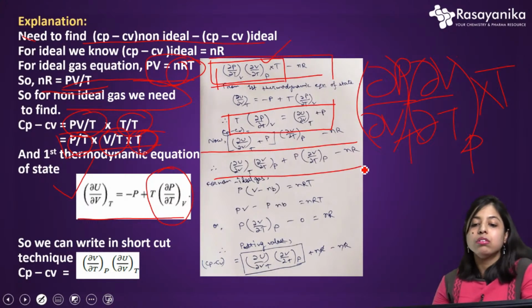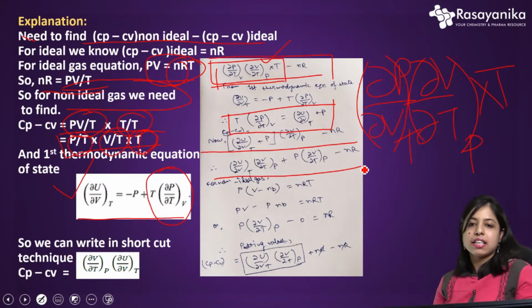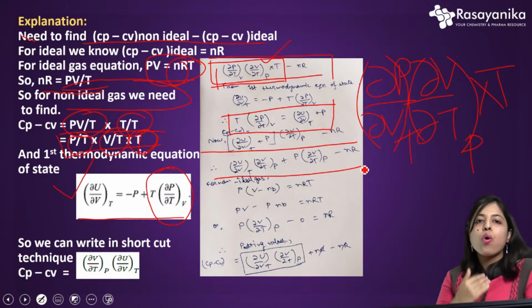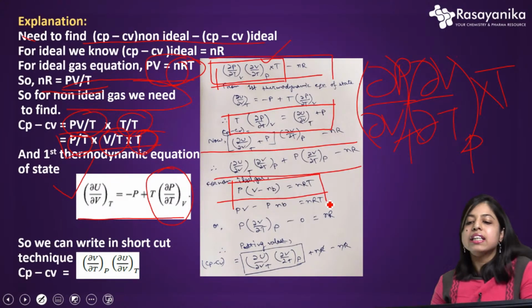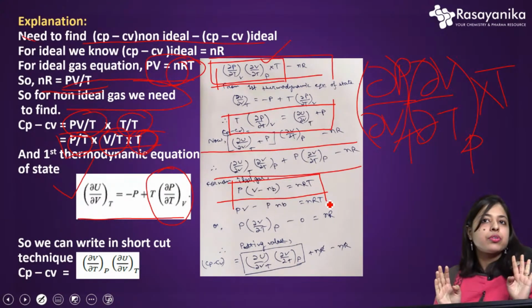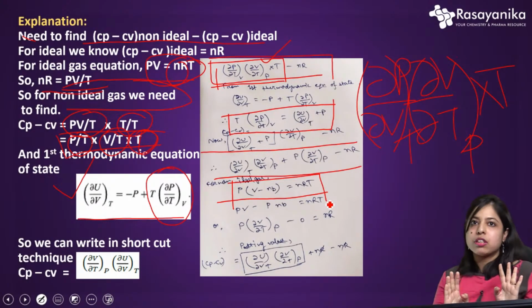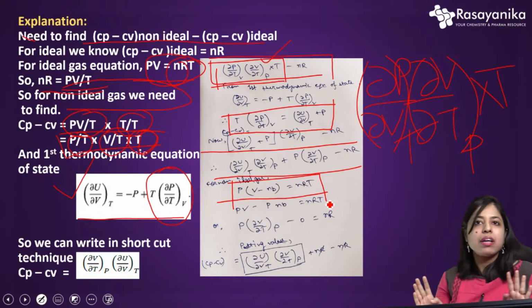Now we are dealing with a non-ideal gas, so we need to consider the non-ideal gas equation. Look carefully: the non-ideal gas equation is P into V minus nb equals nRT. Don't be confused with the van der Waals gas equation. This is not van der Waals gas, so I have not written it here.